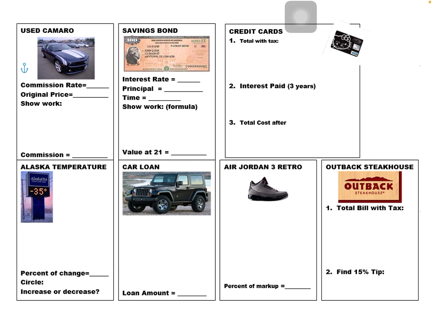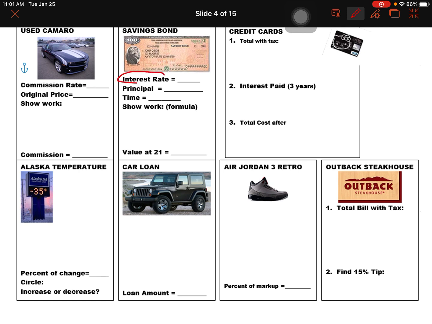Then you're going to turn over, and you don't necessarily have to do these in order, but on the Camaro problem, you're going to have information on finding the commission. The savings bond uses the word interest, hint, hint. So I'm going to tell you, you're going to use the I equals PRT formula, and you might want to write that down. The credit card, once again, involves interest, so you're going to be using I equals PRT like yesterday. This one is a percent of change. You can go back to your notes if you need to. The loan is also going to be an I equals PRT question. So anytime you're dealing with interest, you're dealing with that.